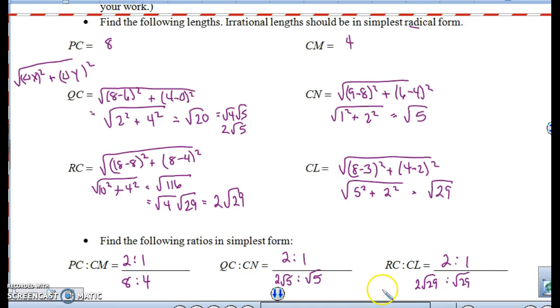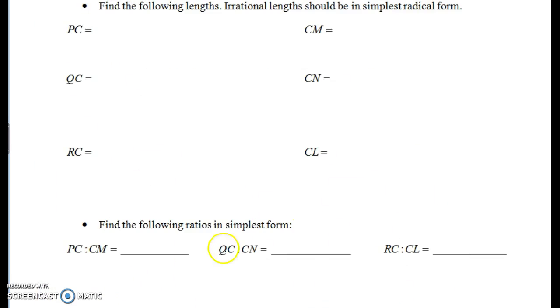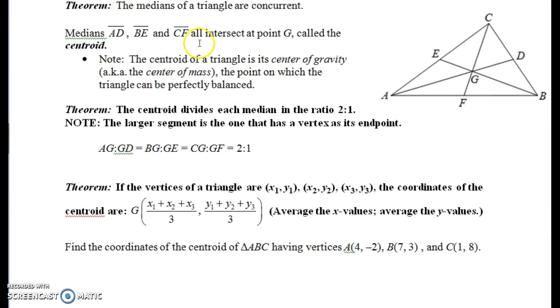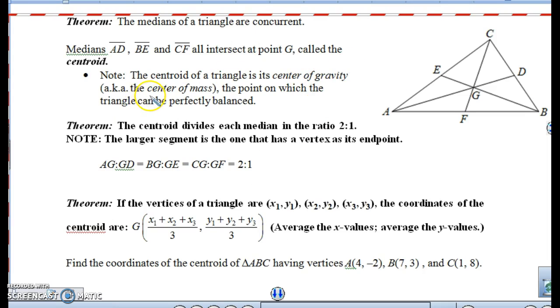So what we have found is the medians of a triangle are concurrent, which means they intersect in one point. But we also know that the medians intersect at the point called the centroid. The centroid of a triangle is actually its center of gravity, or the center of mass. So if you balance this on the centroid right there, it is perfectly balanced at that point G. Now, we just found the centroid divides each median in the ratio of 2 to 1. When you're doing a 2 to 1 ratio, the larger segment, the 2 segment, is the one that has the vertex at the end point.